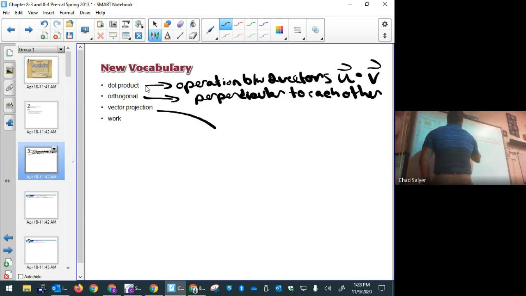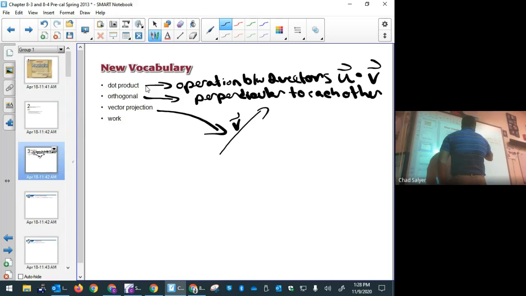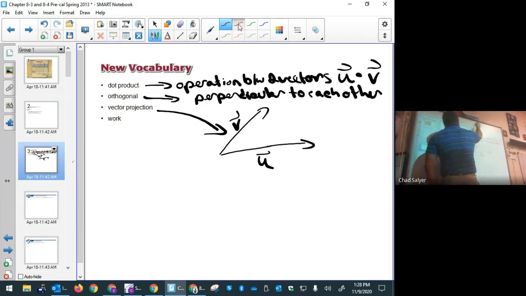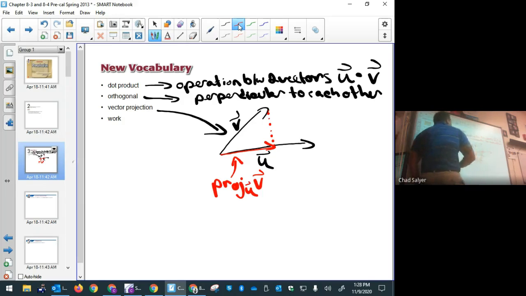A vector projection is best explained with a diagram. If I've got a vector V and a vector U, the projection of V onto U is how far V travels along the path of U, if you will, and it's written like this: projection of V onto U.